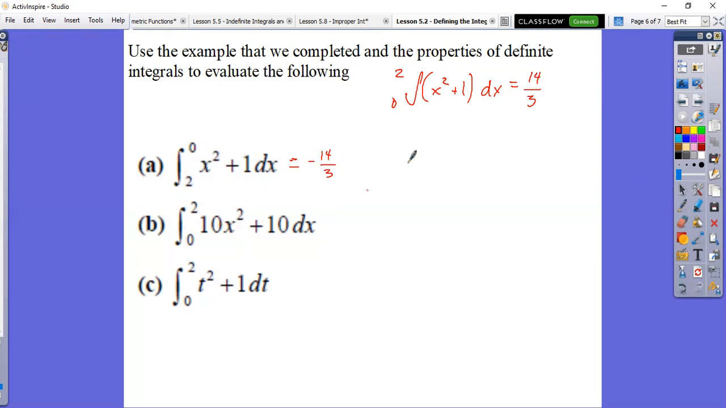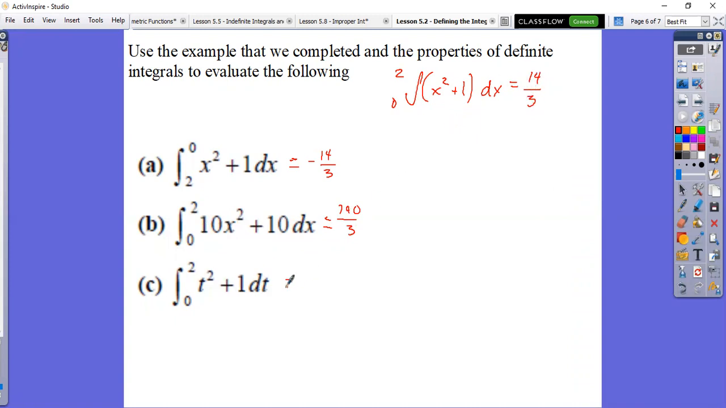Right here, I notice this is just 10 times this expression, which means that the solution is going to be 10 times this value. So this would be 140 over 3. This is another one of the properties. So I multiply by a constant, I can just multiply the value of the integral by the constant.